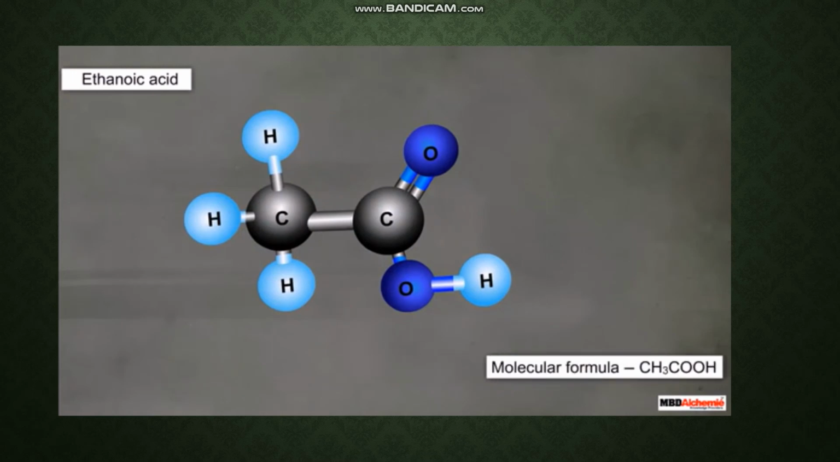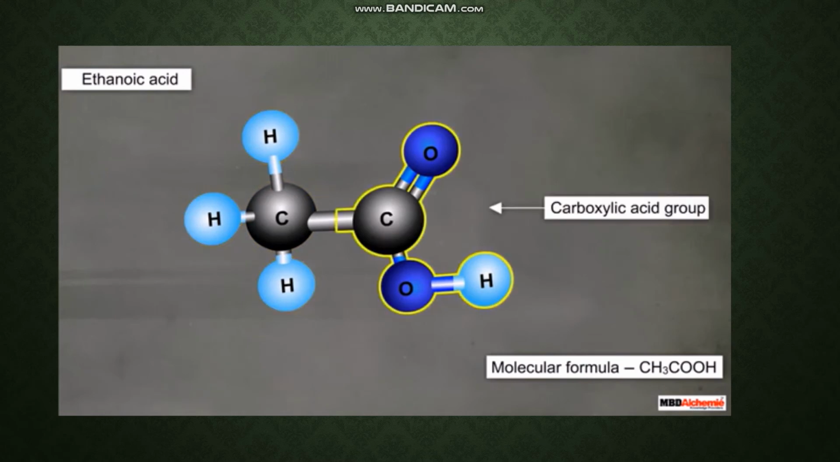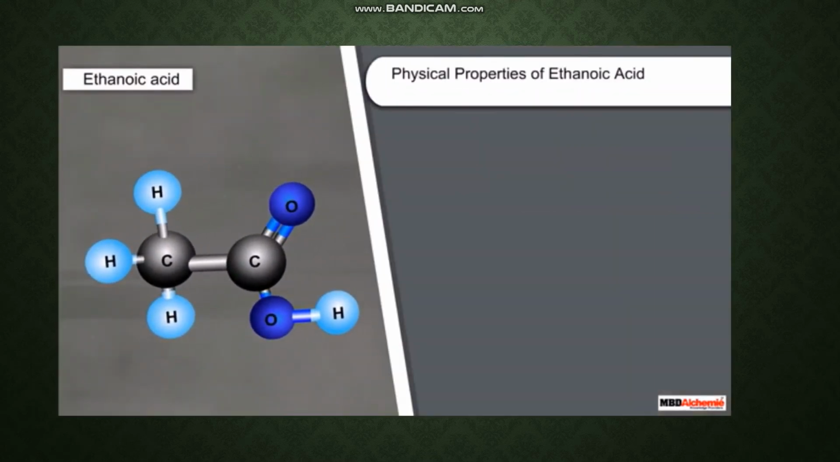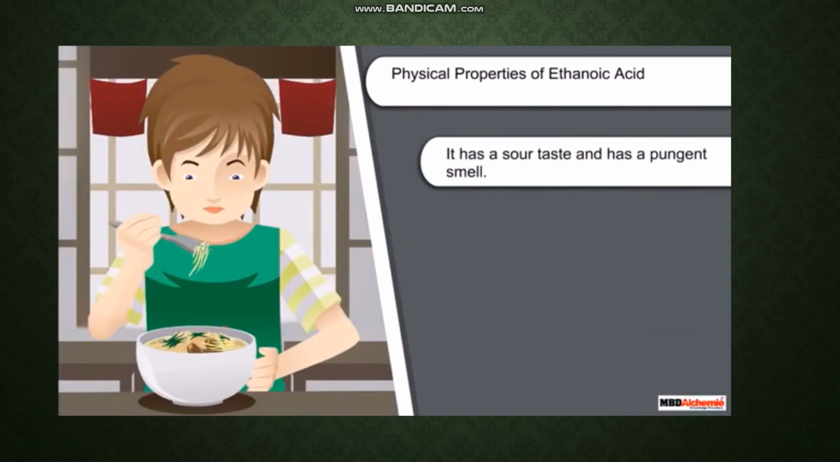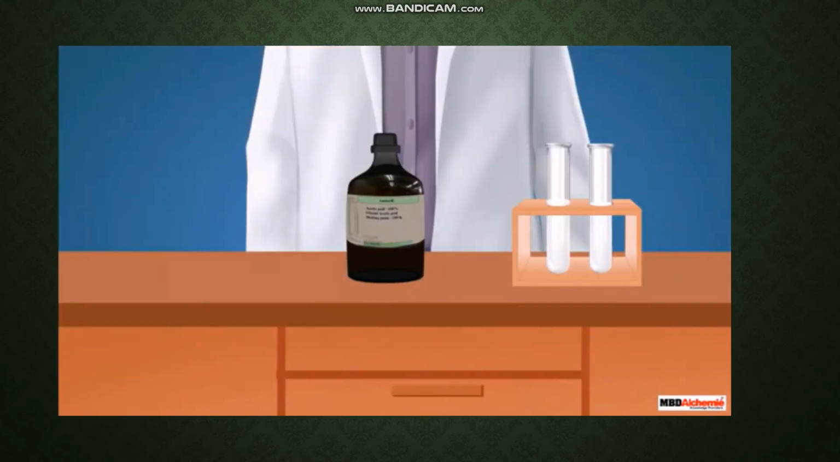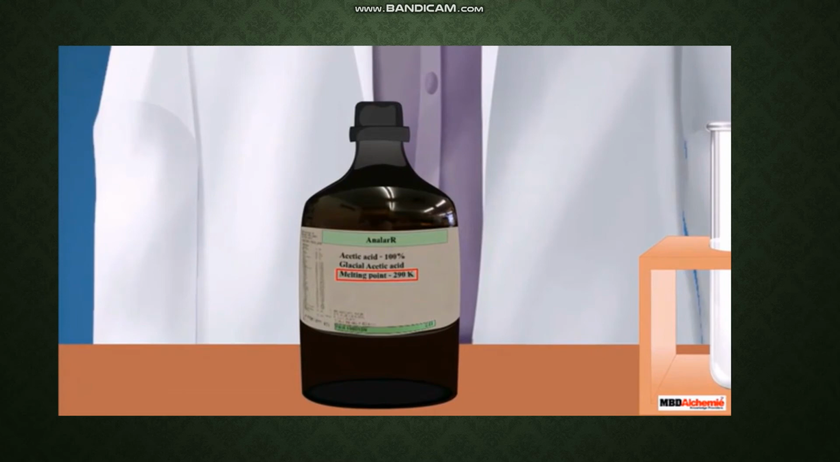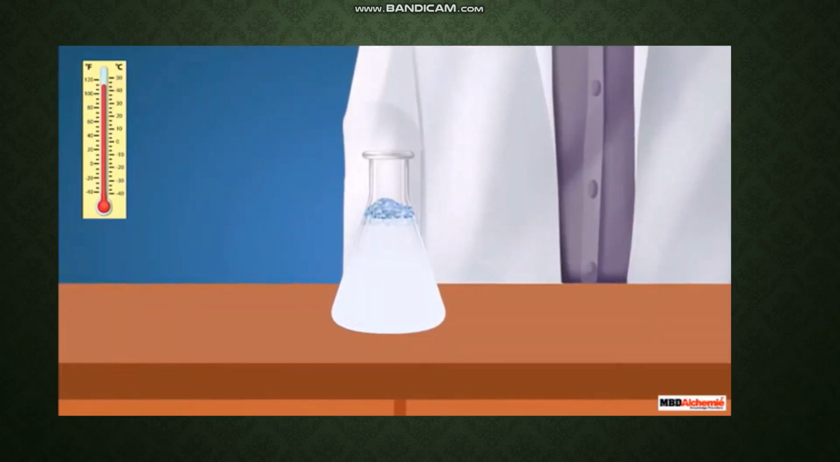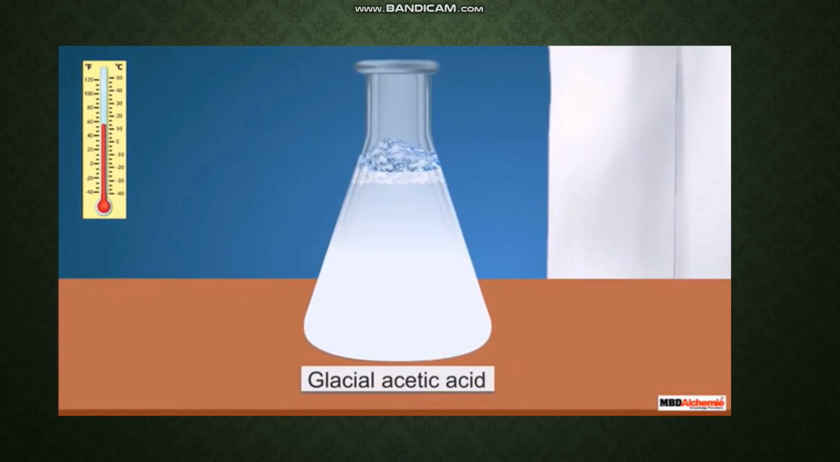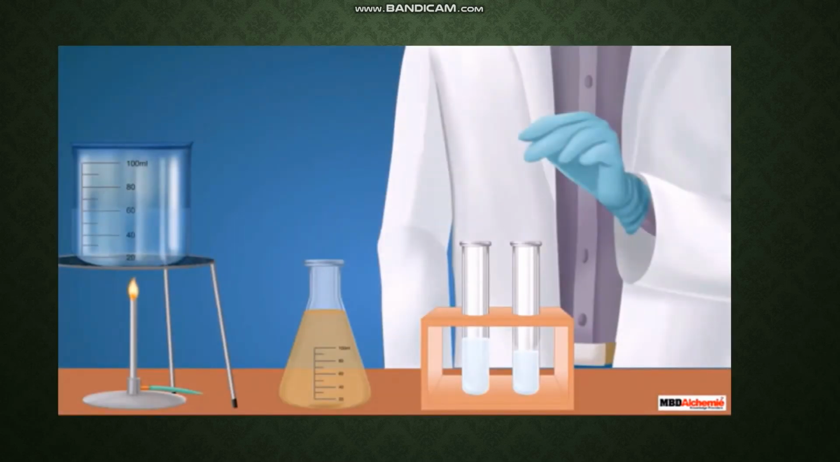The molecular formula of ethanoic acid is CH3COOH. It consists of a carbon atom that is attached to 3 hydrogen atoms and 1 carboxylic acid functional group. Let us now check some important physical properties of ethanoic acid. It has a sour taste and a pungent smell. It is highly soluble in water. All these properties we have already seen while discussing vinegar. Another important physical property is its melting point, which is 290 Kelvin. Due to its low melting point, it freezes during winters, and so its other name is glacial acetic acid. Let us now move to the chemical properties of ethanoic acid.